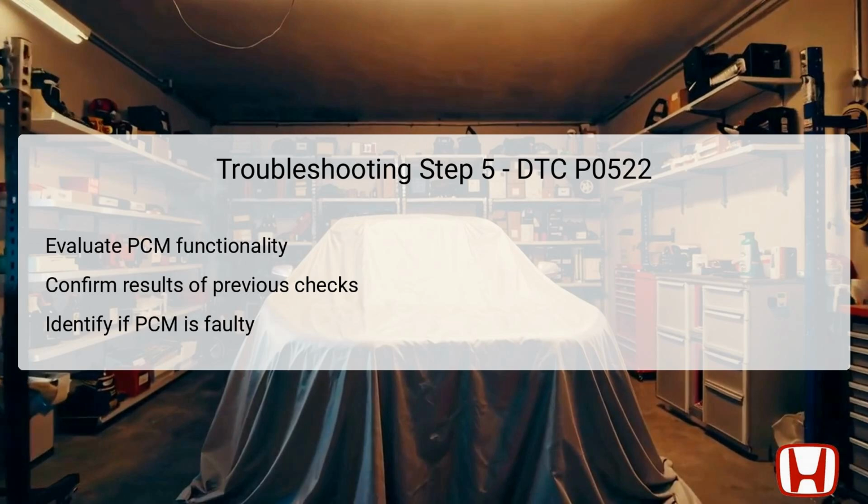If all previous checks return normal results, yet the DTC remains active, it is reasonable to conclude that the PCM may indeed be faulty. This step should be approached with care, ensuring that previous diagnostic data supports the conclusion drawn about the PCM's condition. A faulty PCM can misinterpret sensor data, leading to the persistence of the DTC.